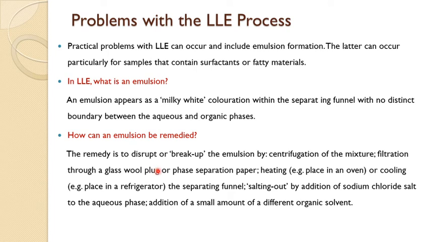The remedy is to disturb or break up the emulsion by centrifugation of the mixture, filtration through a glass wool plug or phase separation paper, heating or cooling the separating funnel, salting out by adding sodium chloride salt to the aqueous phase, and addition of a small amount of a different organic solvent. By using these remedies, we can overcome the problem of emulsion.